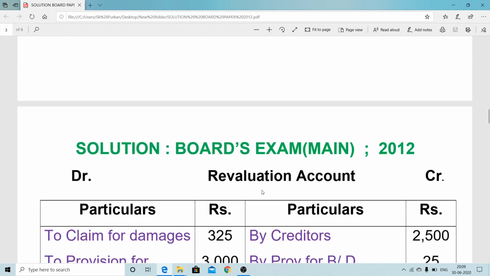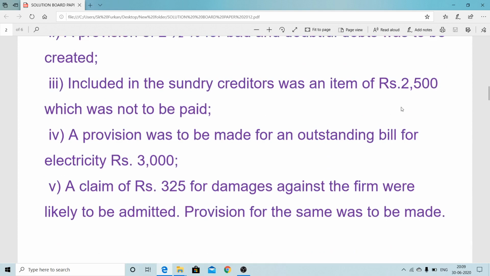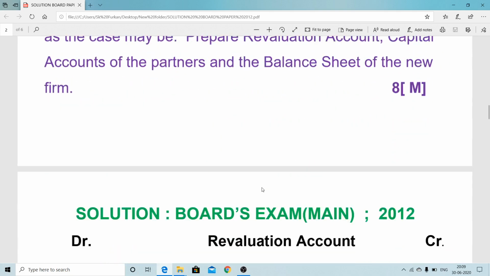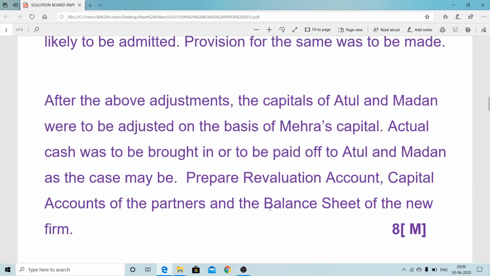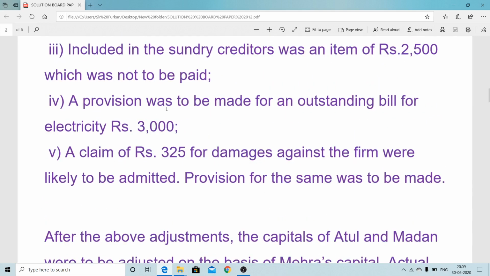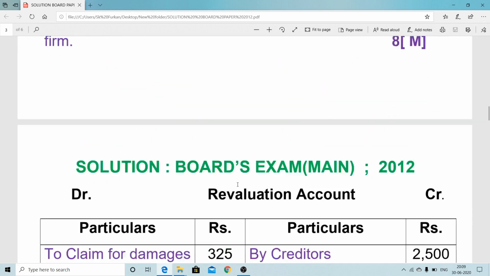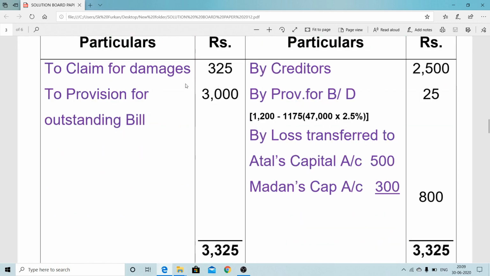Now creditors related, here it is mentioned that rupees 2500 creditor is not likely to be paid, so decrease of liability, by creditor 2500. And there are two unrecorded liabilities, one for outstanding electric bill 3000, another 325 rupees damage claim. So here unrecorded liability increases, we have to write this side, revaluation account debit, to claim for damage 325 and provision for electric bill 3000.